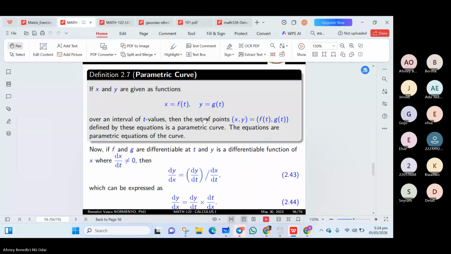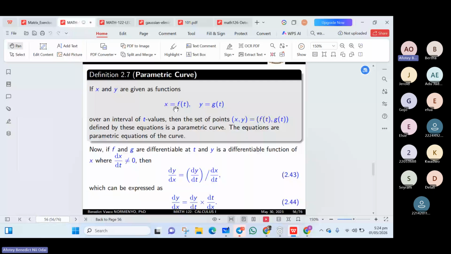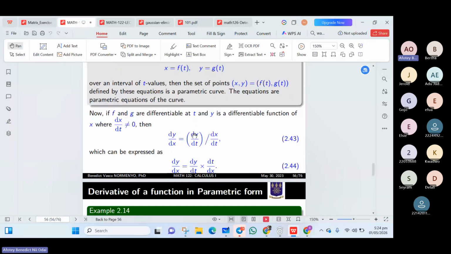So we have x and y giving us these two functions, right? Over the interval of t values, then the set of points (x, y) where x = f(t) and y = g(t) is defined. I don't know, but this is what you should get. Once you understand this, it becomes much easier, right? Once you understand this, it becomes very sensible.